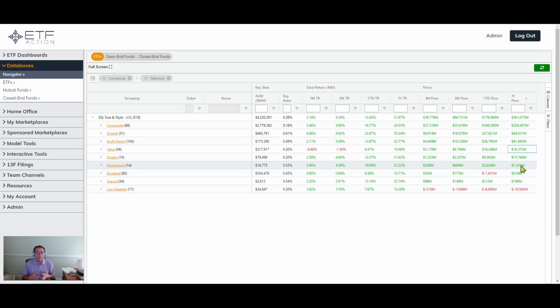But really the whole exercise today was to illustrate how using the Navigator tool allows you to quickly build your own custom groupings, set your own custom filters to zero in on parts of the market to see what types of strategies are doing better or worse.